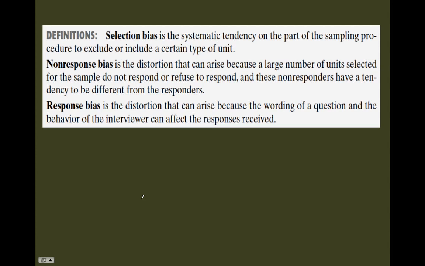And response bias is yet another kind of bias, and this type of bias can be due to the wording of a question or how the question is asked. So, as an example, if I'm interested in learning about the cigarette smoking behaviors of a certain population, and I identify a sample, and I start contacting the people, the subjects for my sample, and I ask the question like this: you don't smoke, do you?